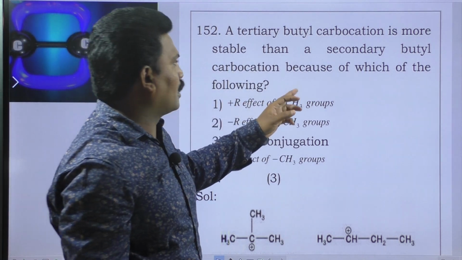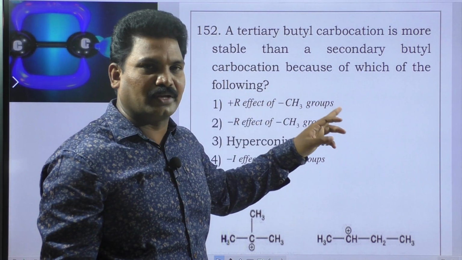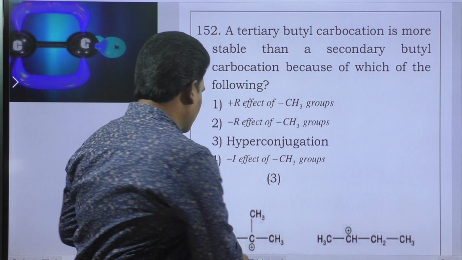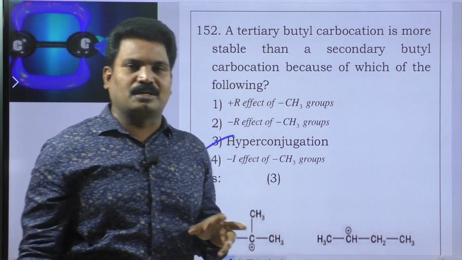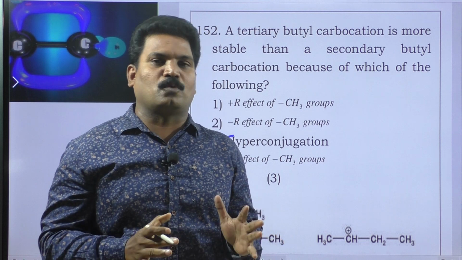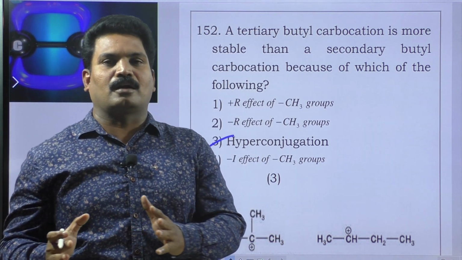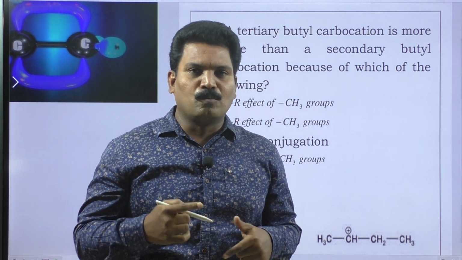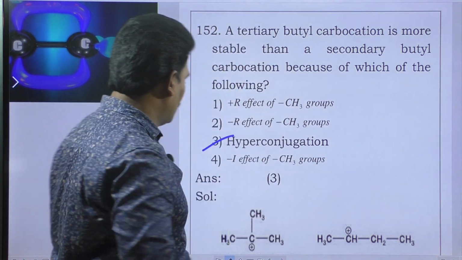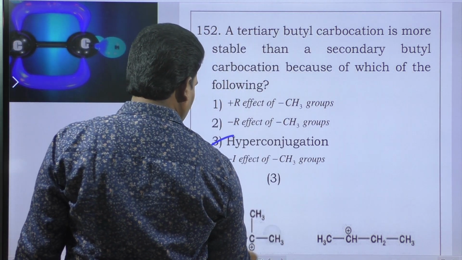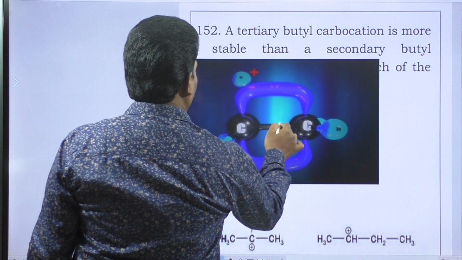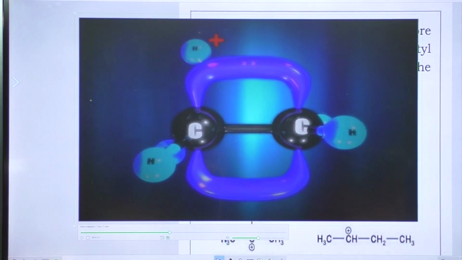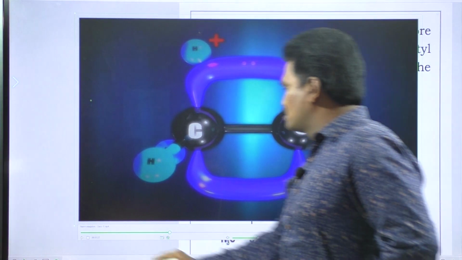152. A tertiary butyl carbocation is more stable than a secondary butyl carbocation. Why? Because of hyperconjugation. What is hyperconjugation? The delocalization of sigma C-H bond electrons to the adjacent carbon-carbon double bond or adjacent carbocation. More number of alpha C-H bonds, more hyperconjugation, more stable. I have one video, look at the video. More hyperconjugation means more stable, that is, more number of alpha C-H bonds, more no-bond resonance.